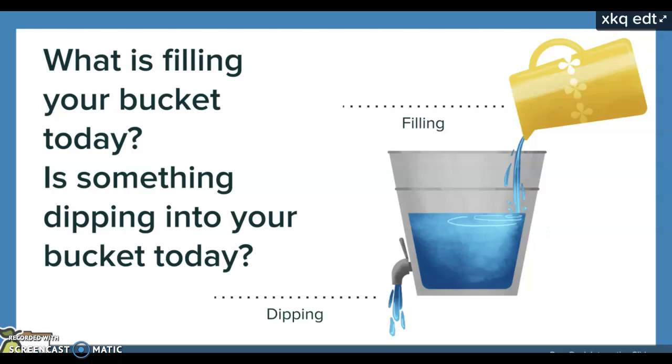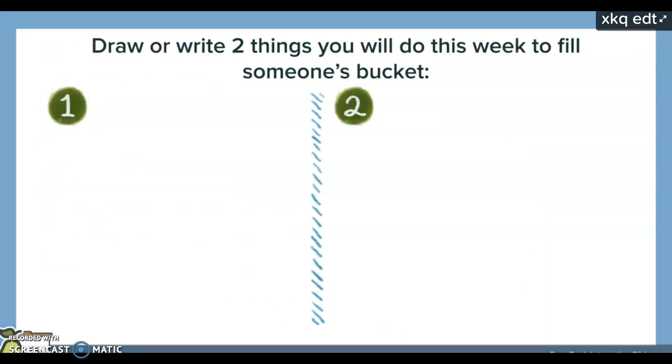So we're going to do that by having an exit ticket at the end. We're going to have the students draw or write 2 things that they will do, at least 2 things. They could do more if they want. 2 things that they'll do this week to fill somebody's bucket. And they're going to commit to those 2 things. So they're going to think about that. It could be a mom, it could be a dad, it could be a friend, brother or sister, it could be their teacher. And they could even fill their own bucket.